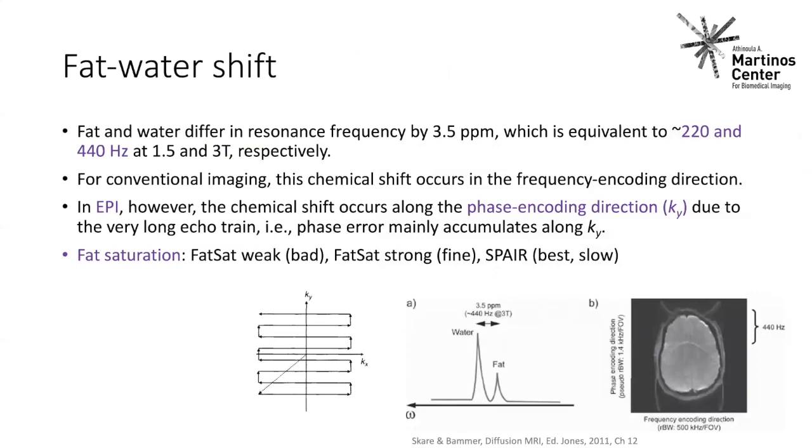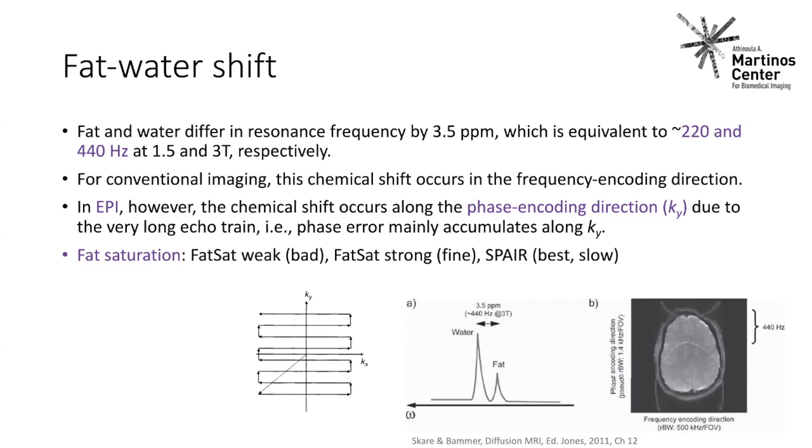And the last artifact I would like to introduce is fat-water shift. Fat and water differ in resonance frequency by 3.5 ppm, which is equivalent to 220 and 440 Hz at 1.5 and 3 Tesla. For conventional imaging, like shot by shot, one shot per line, this chemical shift occurs in the frequency encoding direction. But in EPI, however, the chemical shift occurs along the phase encoding direction due to the very long echo train. For the same reason, phase error mainly accumulates along the phase encoding direction.